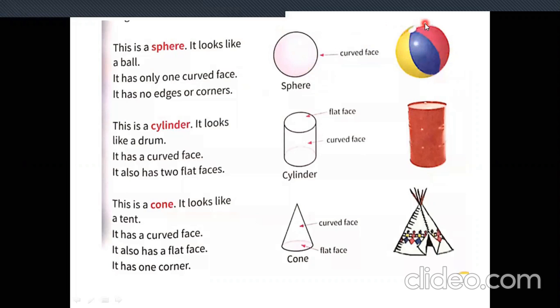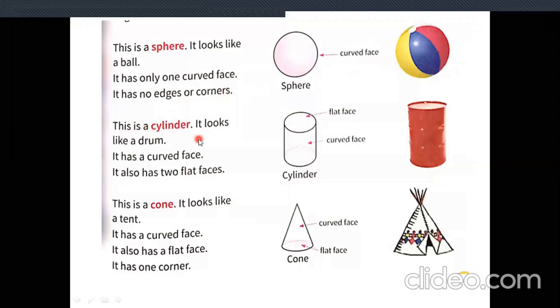Okay. Sphere has a curved face and no corners. Sphere has one curved face. Sphere has how many curved faces? Only one curved face, and it has no corners.